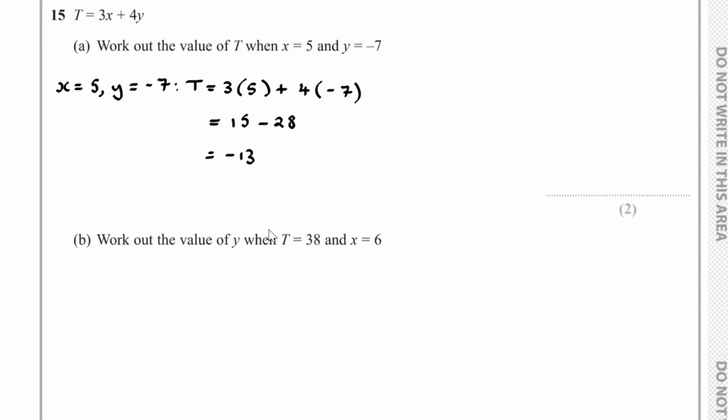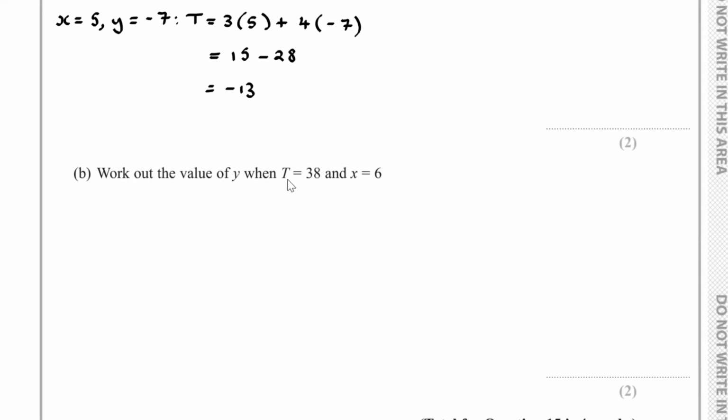And now we have to work out the value of y when t is equal to 38 and x is equal to 6. So to do this part of the question, all we have to do is substitute these values in. So here we get t equals 38 and x is equal to 6. So we get 38 equals 3 lots of 6 plus 4y.